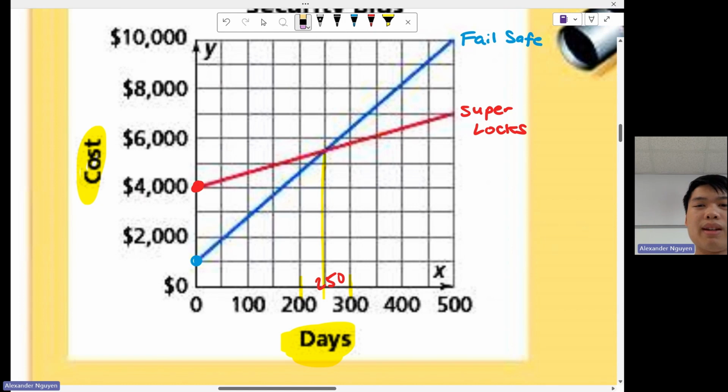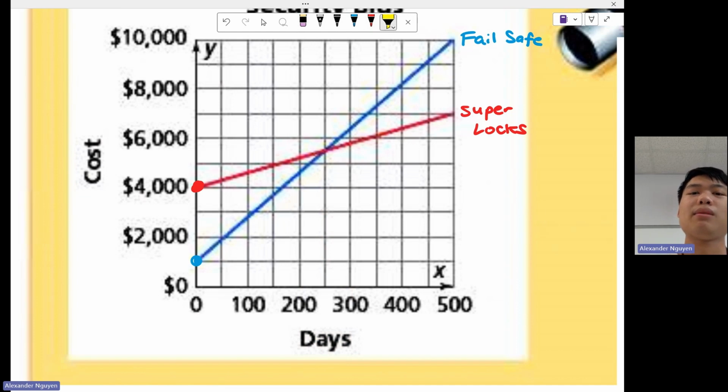So if we're looking when Superlocks is less than Failsafe, when the red one is less than the blue one, that means we want to see where the red graph is below the blue graph. If I look in this section, the red graph is actually above the blue graph, so Superlocks is not less than Failsafe there. But in this area here, we have Superlocks being lower than Failsafe.